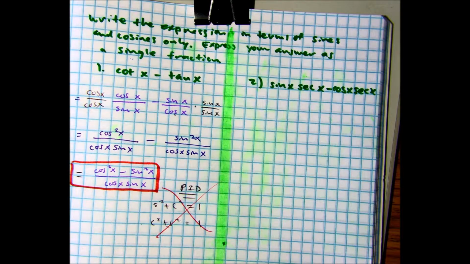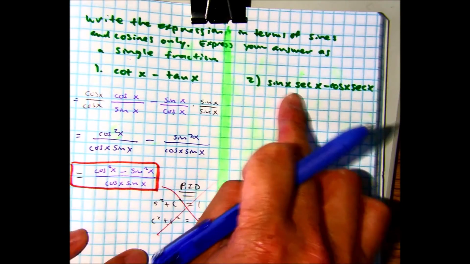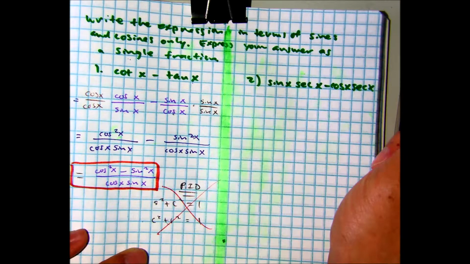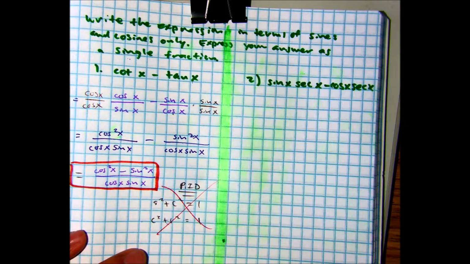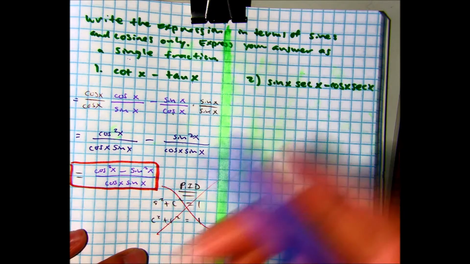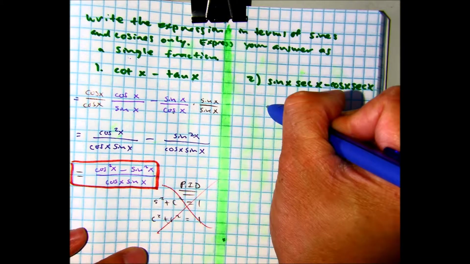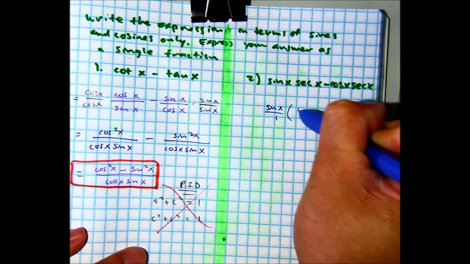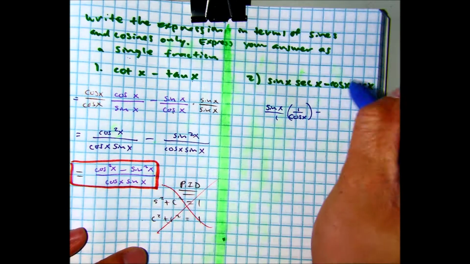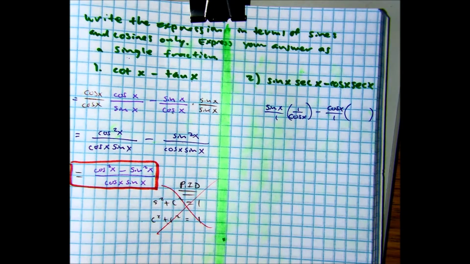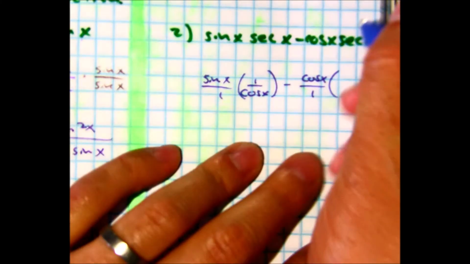Let's try the second problem. Nicole, what did you do first on this one? Okay, so we're going to change all these into sine and cosine. So that's our kind of hint. Secant turns into 1 over cosine. 1 over cosine is correct. And how about secant? 1 over cosine. And which identity did you use?